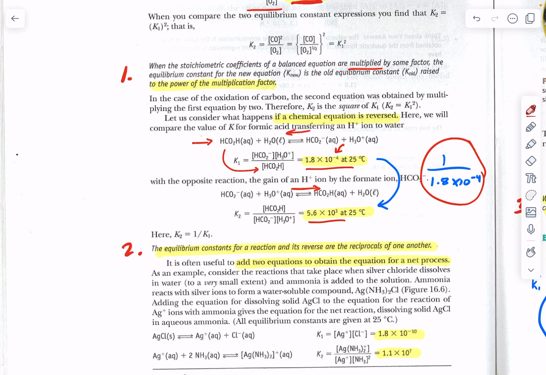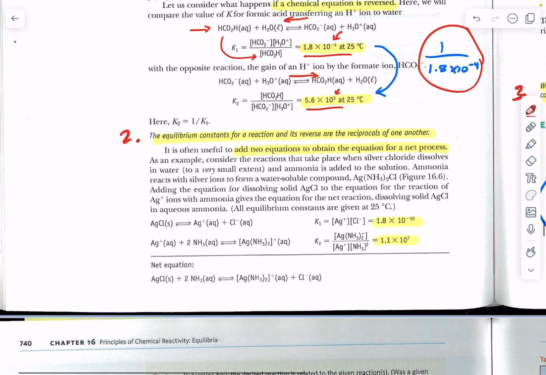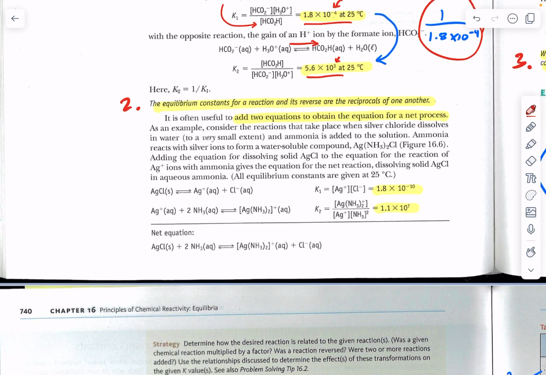And that's how we managed to get a positive 10 to the third as opposed to the 10 to the -4th. So that leads us to our second conclusion. The equilibrium constants for a reaction and its reverse reaction are reciprocals of one another. Now let's do a third example, a special situation involving equilibrium constants and their expressions.